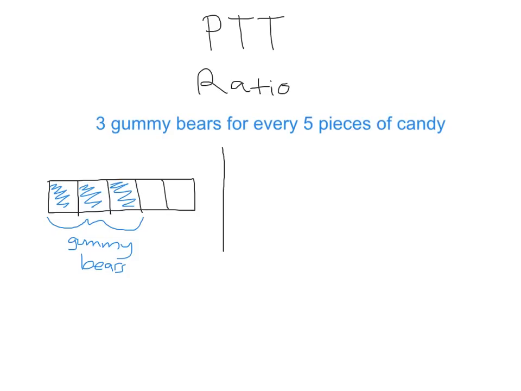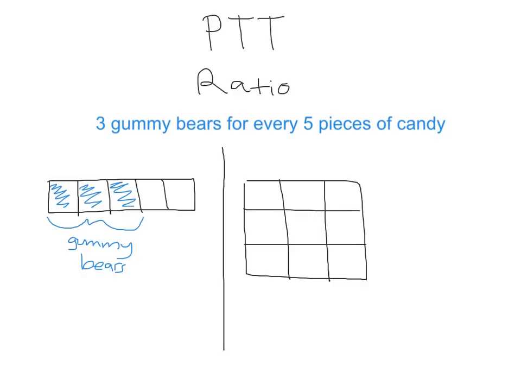Another thing I can use as well is a table. So if I'm given this table, I can write gummy bears as one part, and I can write total as the bottom part of my table. Remember, as a part-to-part table, you don't need the middle row. And if I fill this out, if I have 3 gummy bears, I have a total of 5 pieces of candy. I can scale up by multiplying that by 2, so I would have 6 gummy bears, and scale up the total by multiplying that by 2 as well, and I can get 10 pieces of total candy.